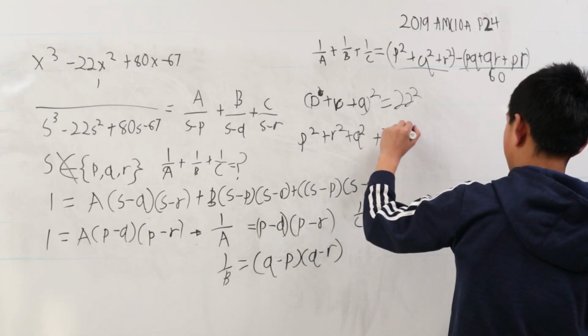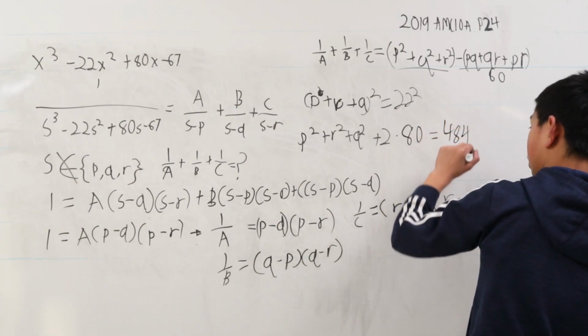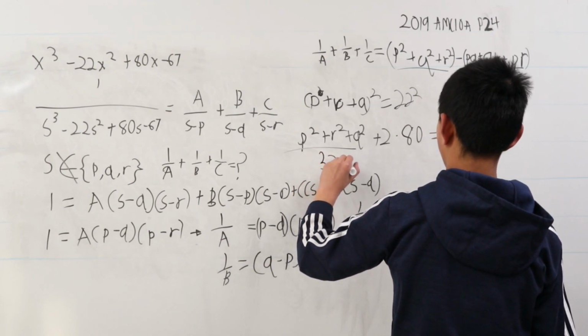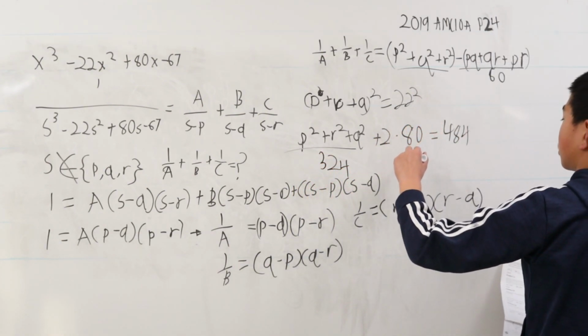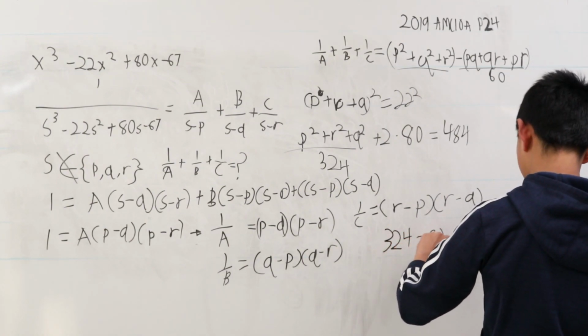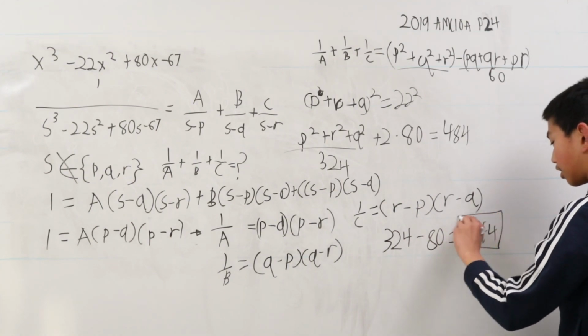We figure out that 22 squared is 484, and the 2 times 80 is 160, so the sum of squares is 324. So our answer is going to be 324 minus 80, which is equal to 244. And like that, we are done.